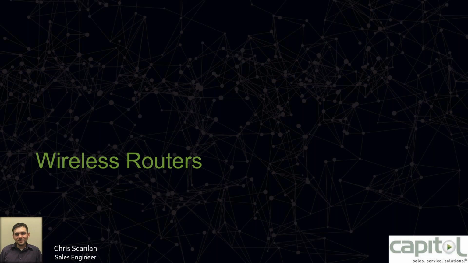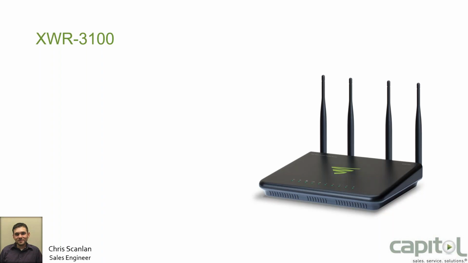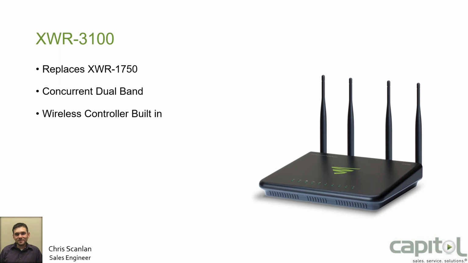Wireless routers. Luxul offers the XWR 3100. This replaces the old XWR 1750. It is a concurrent dual band. It also has a wireless controller built into it. Okay, I'm not going to get into wireless controllers and access points or anything else.